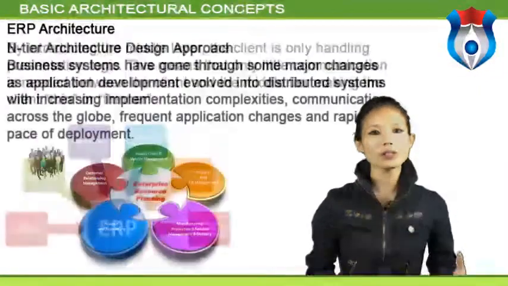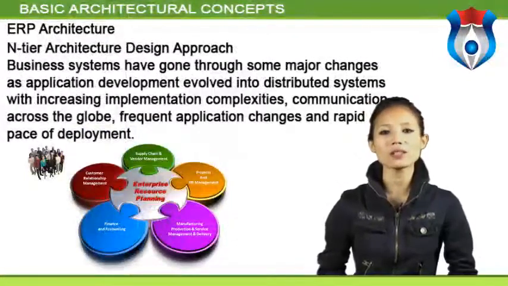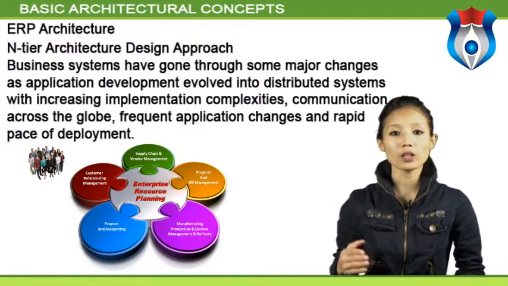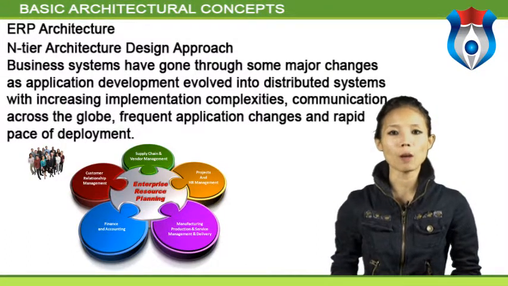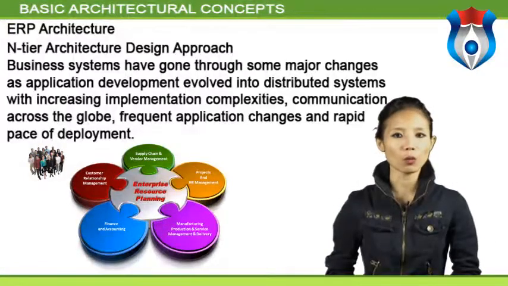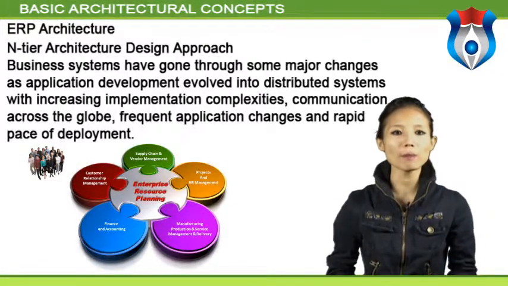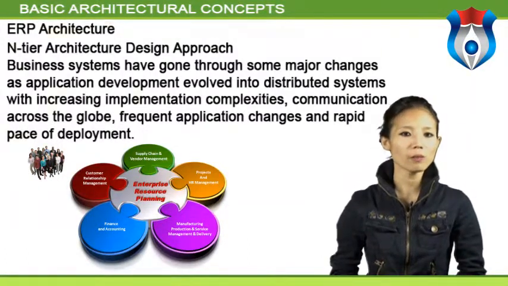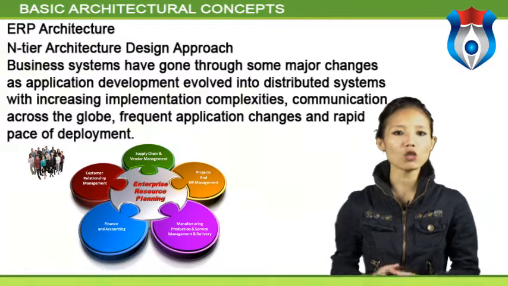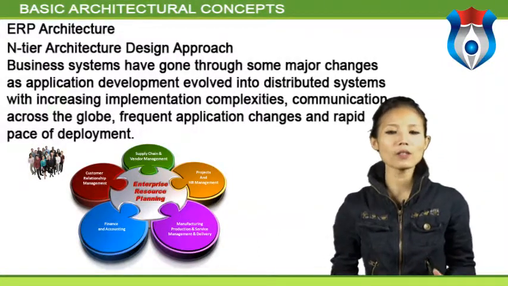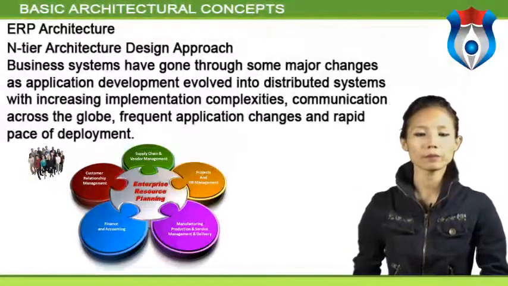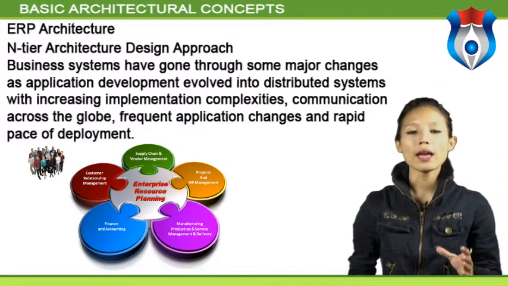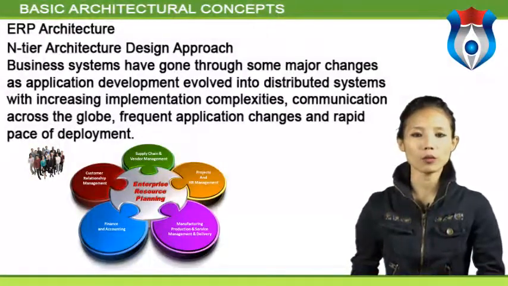Business systems have gone through some major changes as application development evolved into distributed systems with increasing implementation, complexities, communication across the globe, frequent application changes and rapid pace of deployment. Business needs now demand enterprise-wide business systems that can integrate seamlessly with each other. High-quality service in terms of infrastructure, scalability, manageability, and availability provides an edge in the competitive market in this scenario.